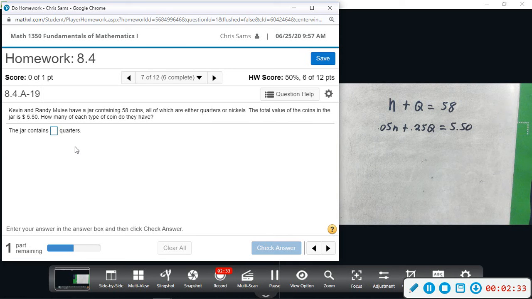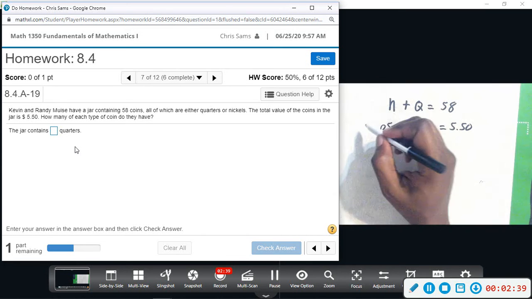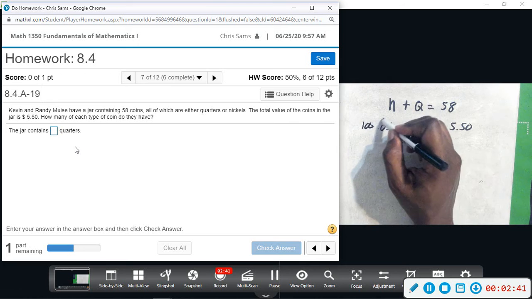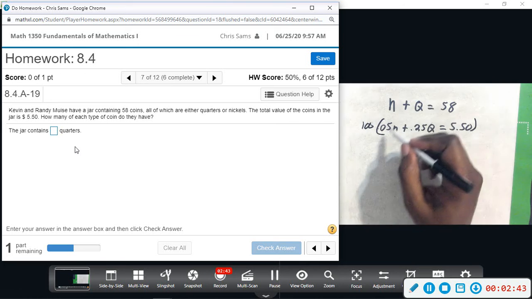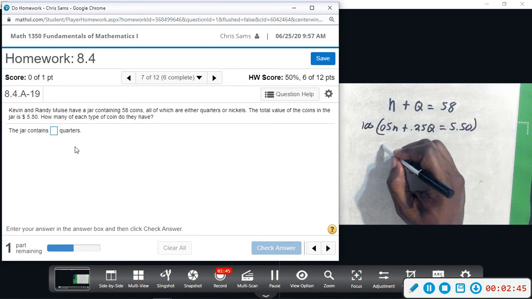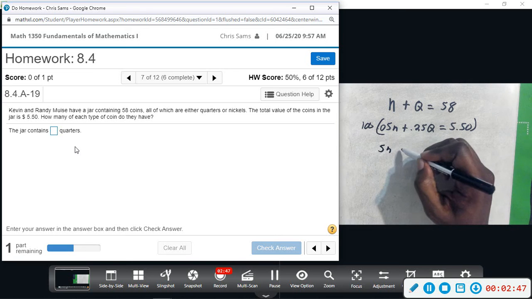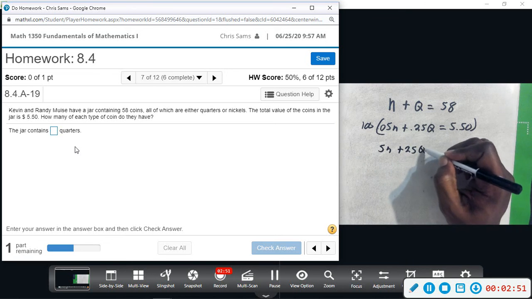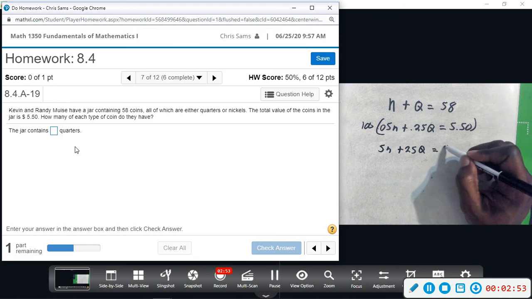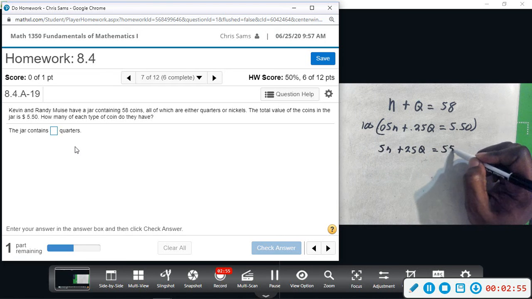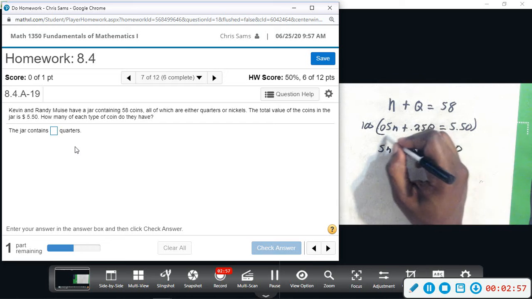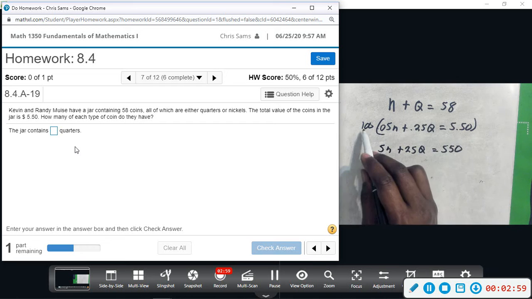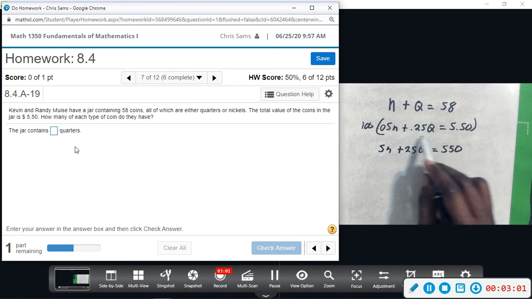And then we're going to solve this by elimination. So I'm going to multiply this equation by 100 to get rid of the decimals. So multiplying this by 100 will give me 5n plus 25q equals 550. So I just moved the decimal over 2 times. I multiplied by 100, 2 zeros, to move the decimal 2 times.